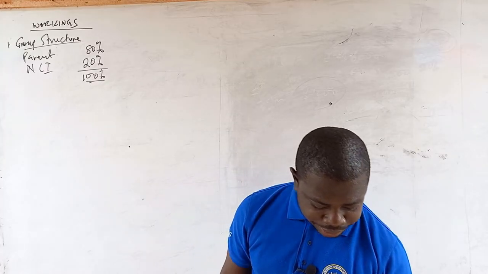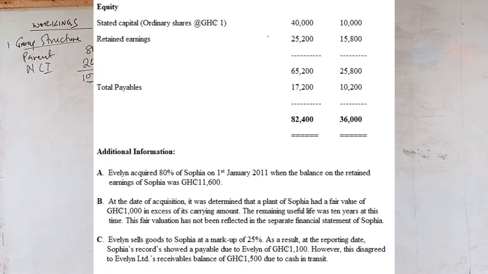Now, the second one has to do with B. It says that at the date of acquisition, it was determined that a plant of Sophia had a fair value of 1,000 in excess of its carrying amount. So that is the fair value adjustment. He says the remaining useful life was 10 years at this time. The fair valuation has not been reflected in the separate financial statement of Sophia.